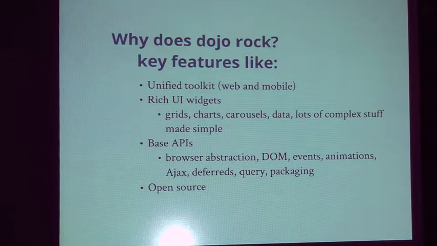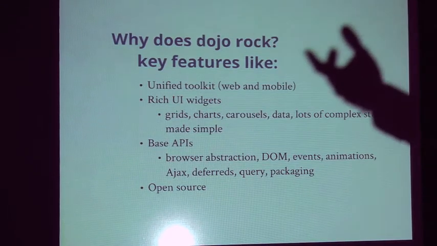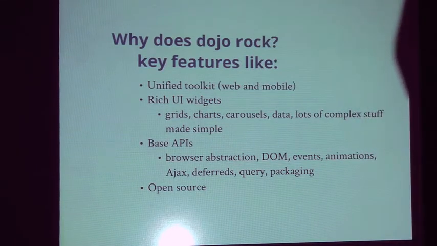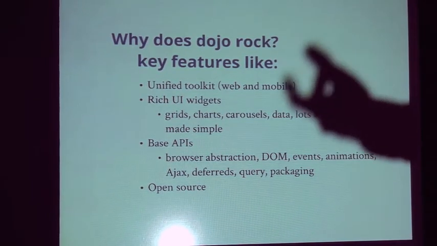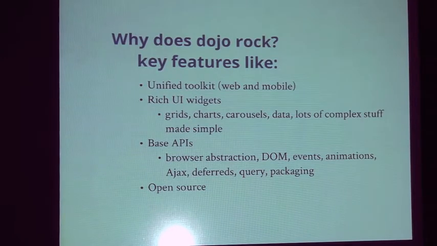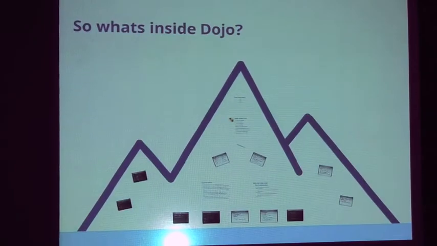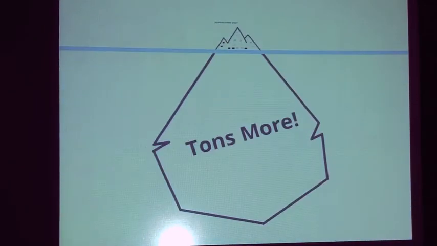So it's a unified toolkit across the web and the mobile. That's one thing we're going to look at later, is that there's a DojoX mobile library for writing mobile apps. There's a rich set of UI widgets, grids, charts, carousels, data stores, lots of complex stuff that's made very simple. You've got the base API for browser abstraction, DOM. We went through all that stuff, animations, and of course it's open source. So that's the tip of the iceberg when it comes to Dojo. There's tons more, right? There really is. I mean, that's just scratching the surface, like I said.